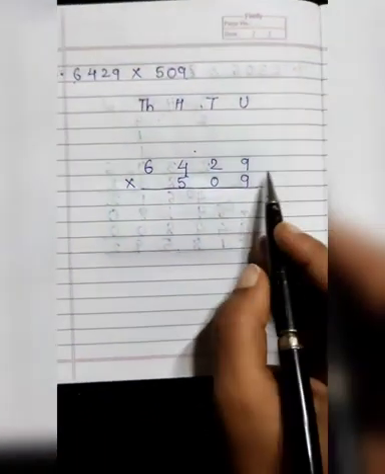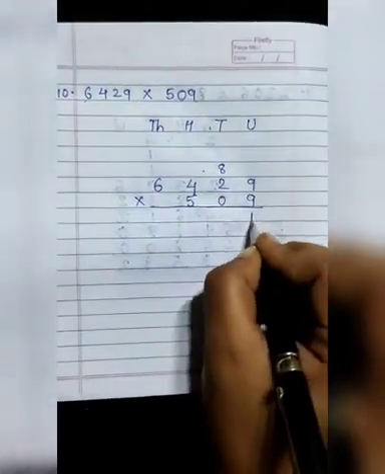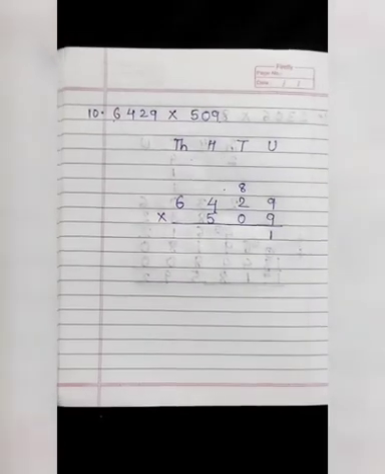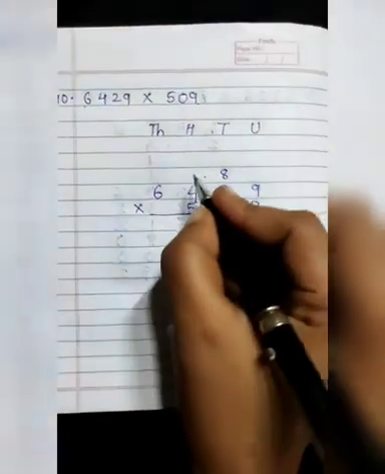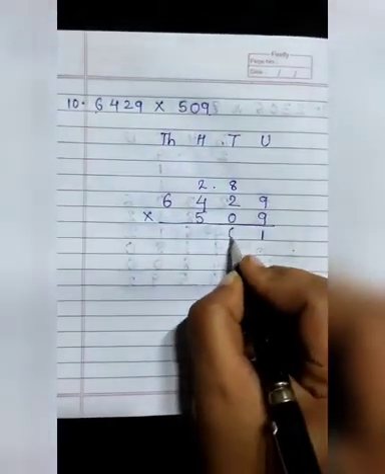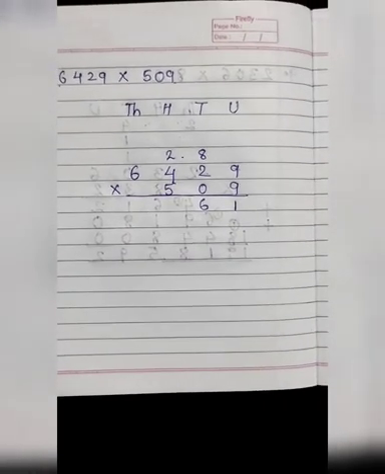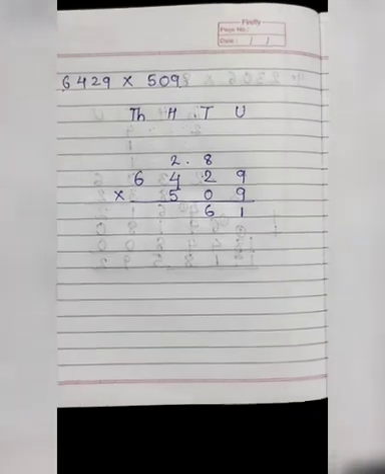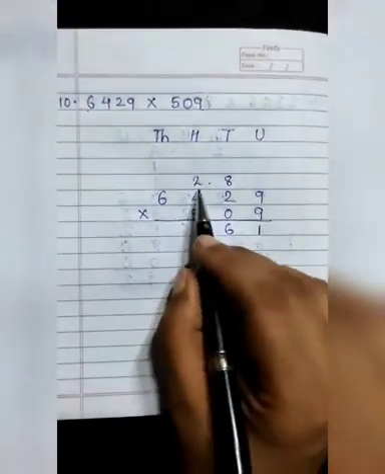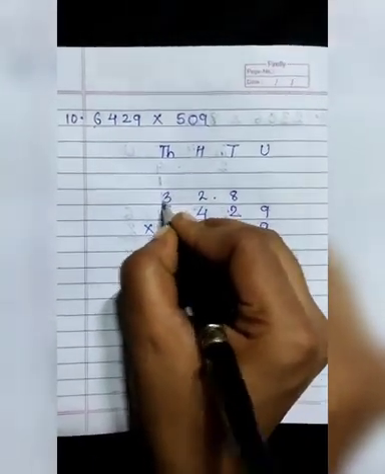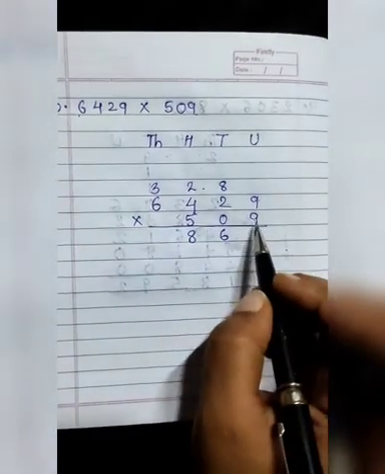So let's start. 9 multiplied by 9 is 81. 1 here. 9 twos are how much? 18. 18 plus 8 will be 26. So 2 we will write here and 6 we will write down. Then 9 fours are how much? 36. 36 plus 2 will be 38. So 3 we will write up and 8 we will write down.